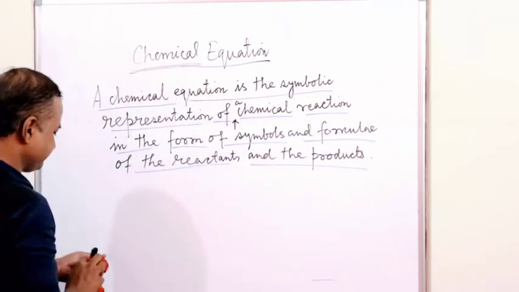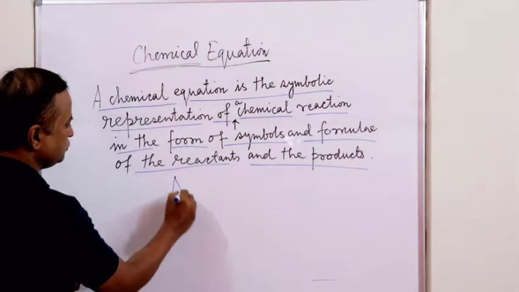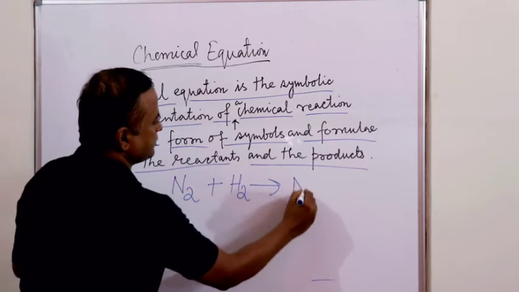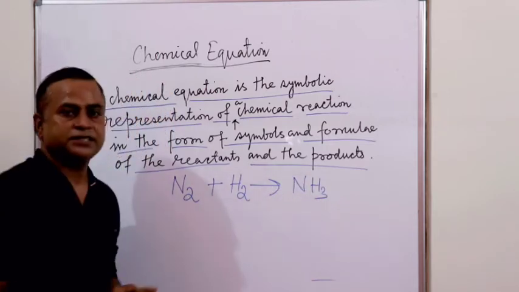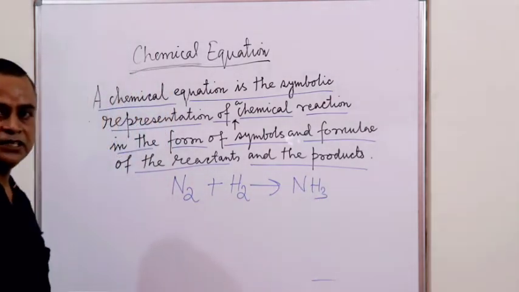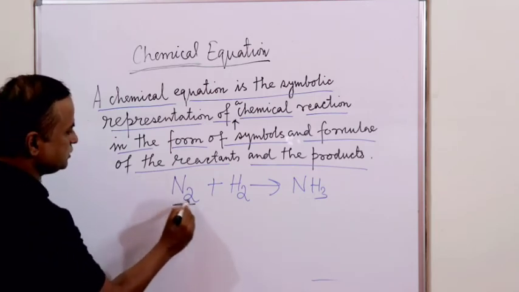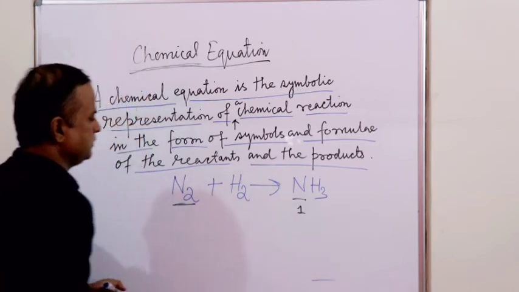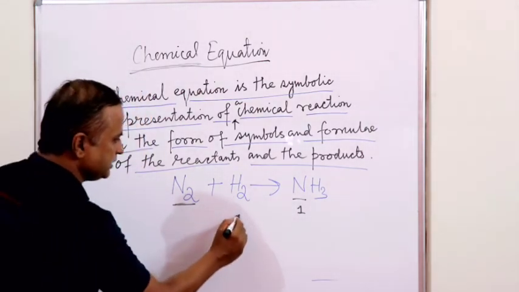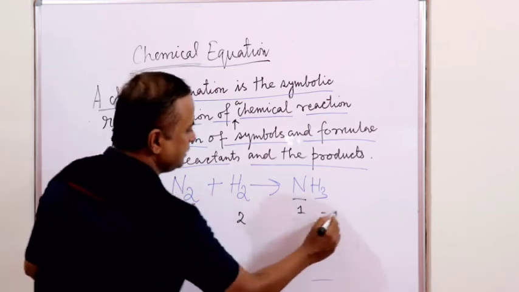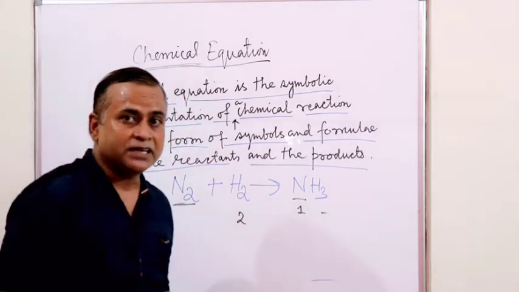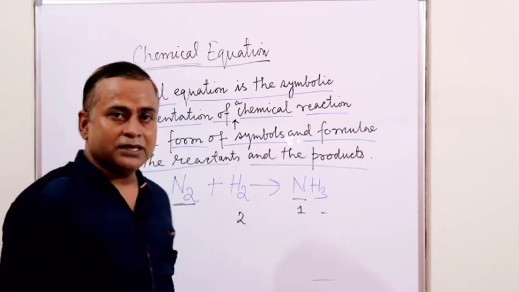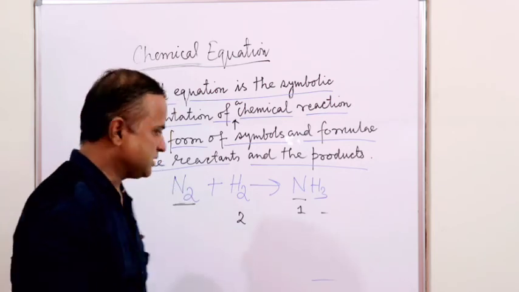See here, if we write N2 plus H2 giving NH3, this is a skeletal equation. Why is it a skeletal equation? See here, in N2 there are two atoms of nitrogen, but here there is one atom. So they are not balanced. Similarly here there are two atoms of hydrogen, but here three atoms of hydrogen. So they are not balanced. The number of atoms are not balanced. That's why it is a skeletal equation or unbalanced chemical equation.